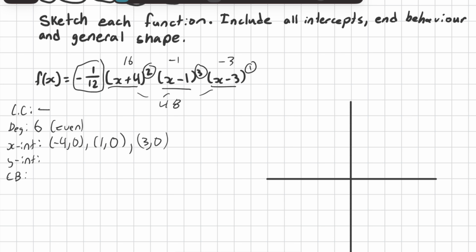And then we times 48 by negative 1 over 12. So that's going to end up being negative 4. When x is 0, y is negative 4.